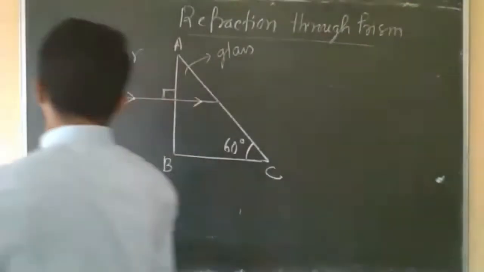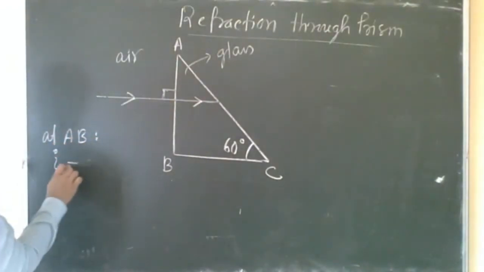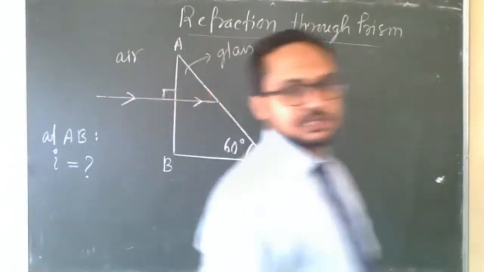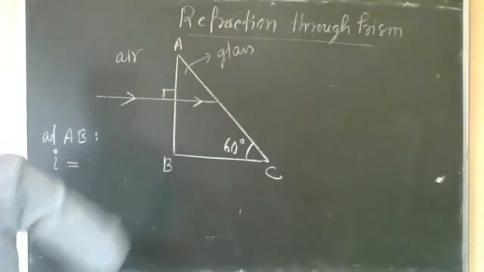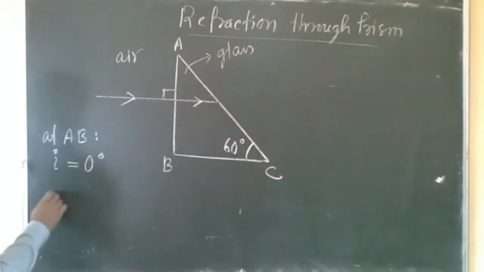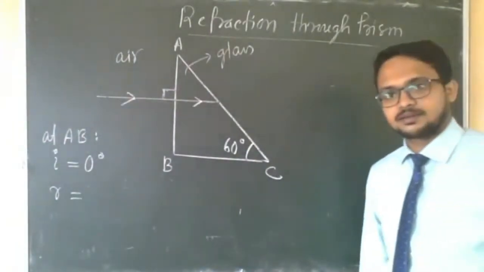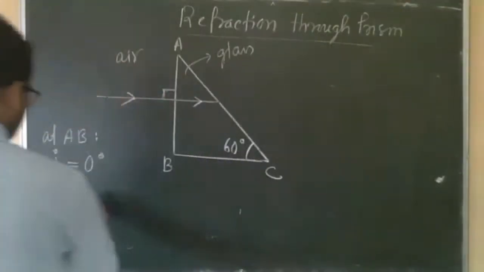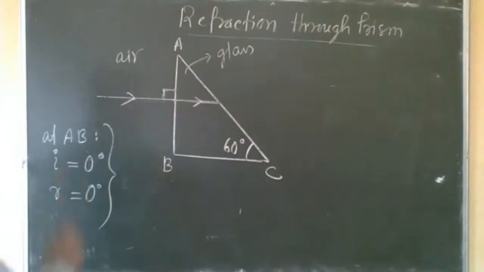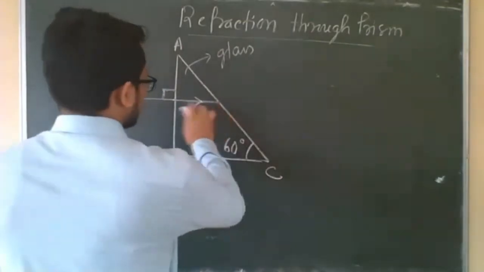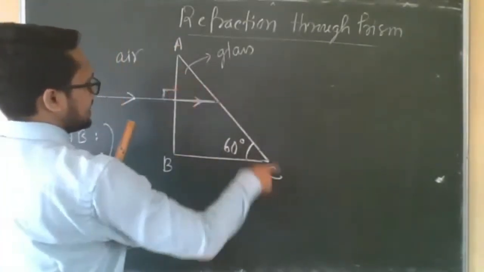At surface AB, what is the angle of incidence? Zero, sir, zero. At AB, what is the refracted ray angle? The refracted angle will also be zero, along the normal. So zero. These are the short questions you can get. After that, this is the refracted ray inside the prism.